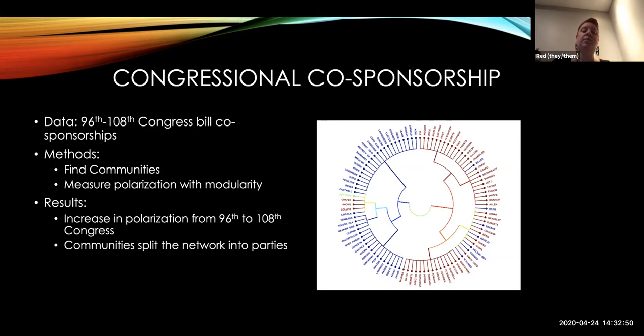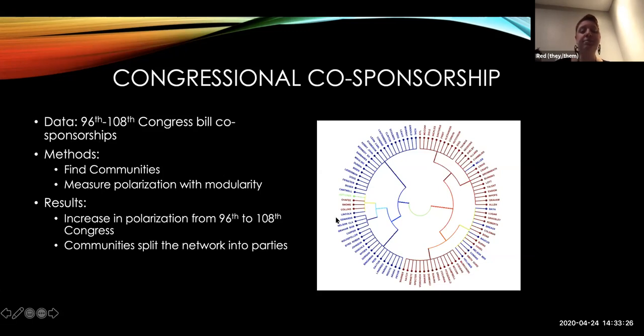We put together connections between Congress people who co-sponsored bills. So if there were five people on a bill, they were now all connected because they all co-sponsored it together. We then made weighted networks from this. So if they co-sponsored multiple bills together, they had multiple connections to each other. We then found communities and measured the polarization of our networks with modularity.